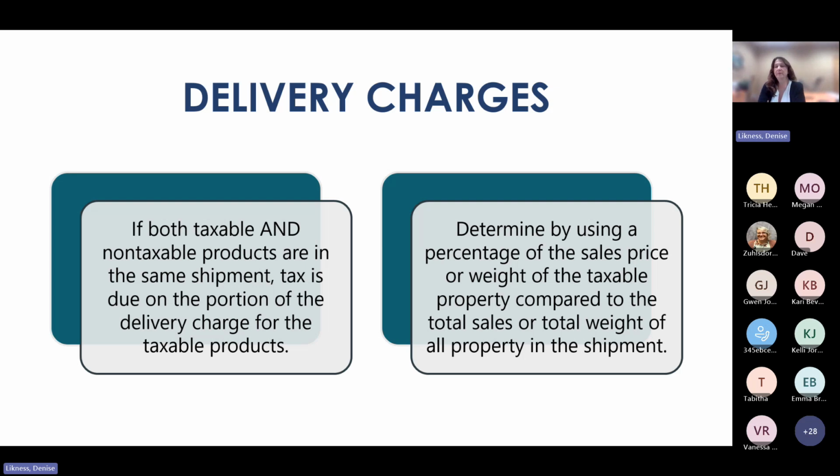So how do we determine that? That's the question. Well, how do we figure that out? Well, you use a percentage of the sales price or the weight, either or, of the taxable property compared to the total sales or total weight of all property in the shipment. We don't want the tax on something that's not taxable.